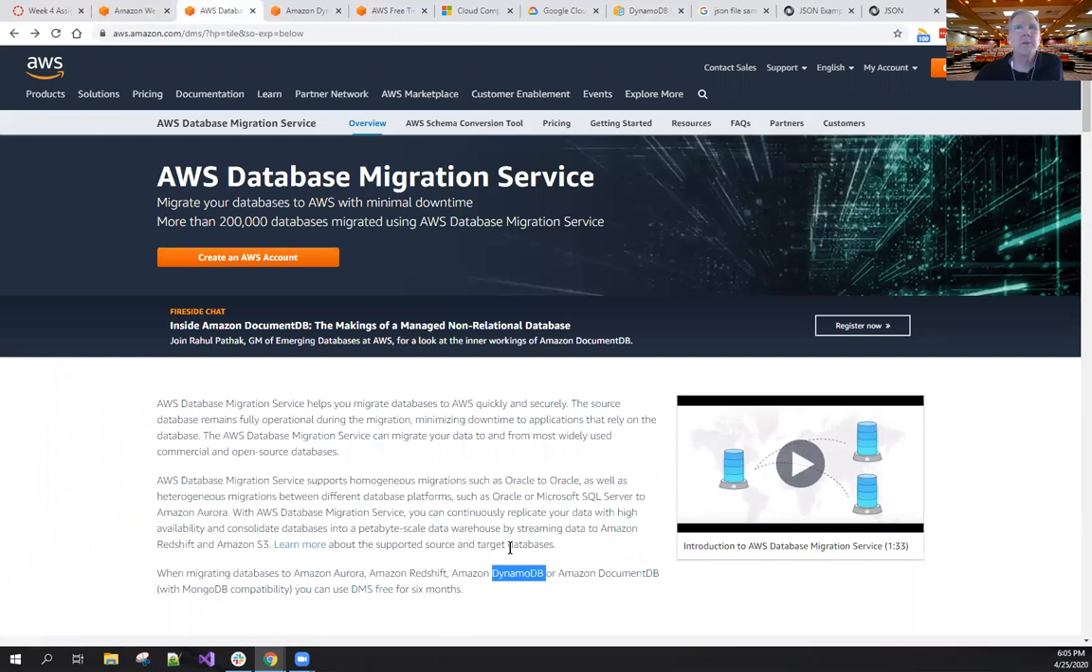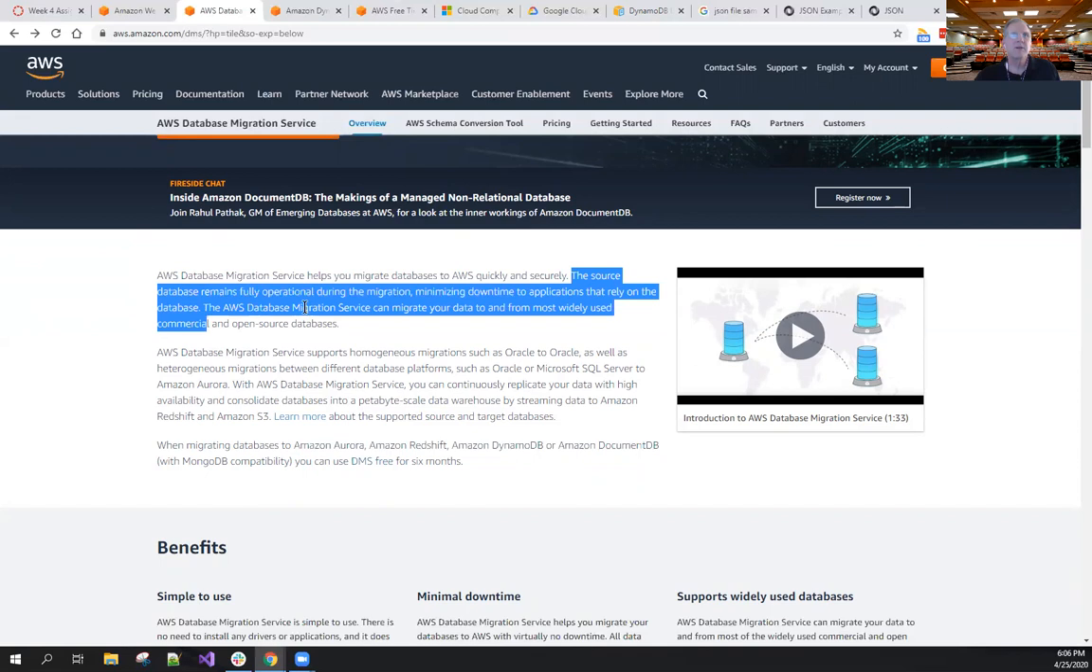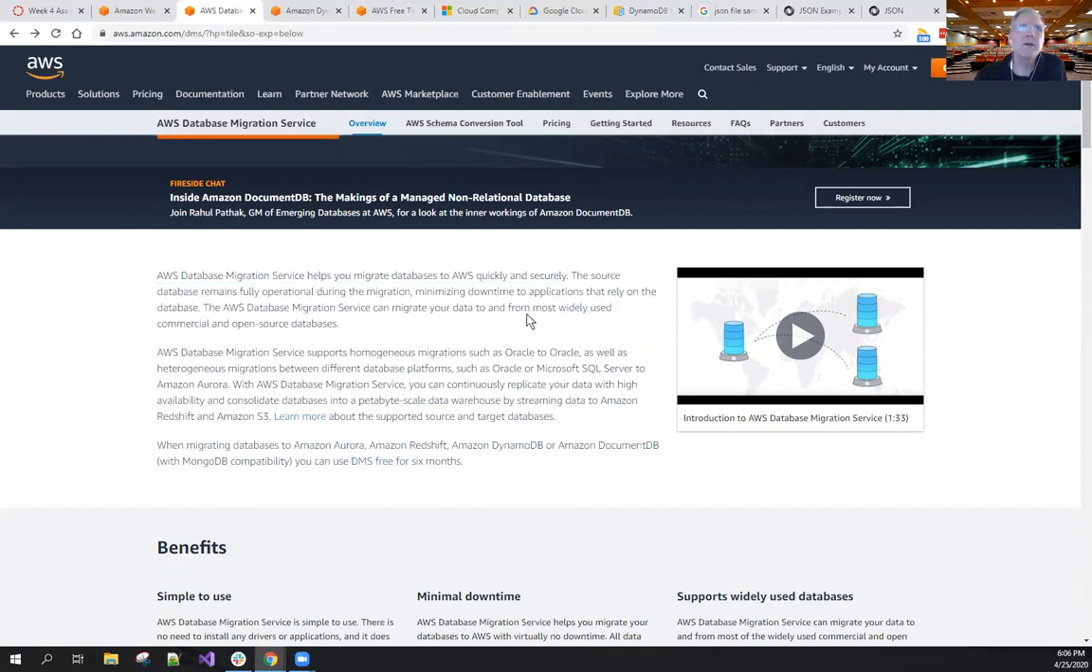What's cool about the migration service is that it's free for 6 months if you use these. But the nice thing is the source database. Let's say we're a company and we need to keep our operations going. We don't have time to take it down. During the migration, it remains fully operational, so minimizing downtime. You migrate your data to and from. That's really appealing.